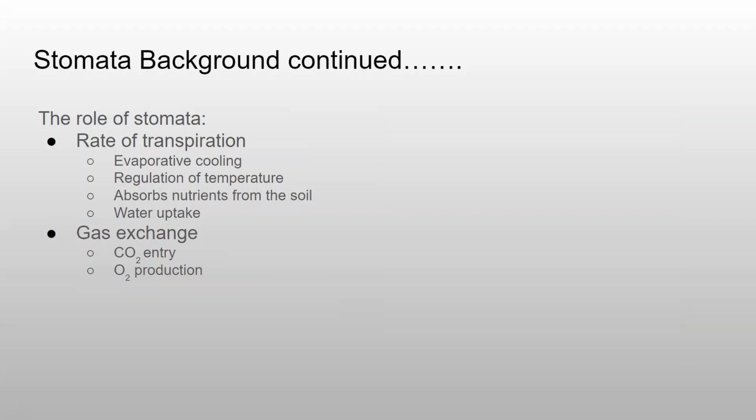One of the roles of stomata is controlling the rate of transpiration. The rate of transpiration is defined as the amount of water lost by plants over a given time period. The transpiration of a plant increases when the stomata are open and decreases when the stomata are closed. The rate of transpiration works to regulate the internal temperature through evaporative cooling to keep the plant healthy. Water uptake, which is another role of the rate of transpiration, works to absorb nutrients from the soil.